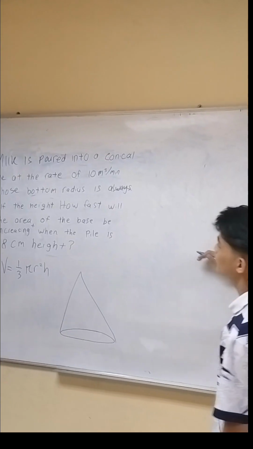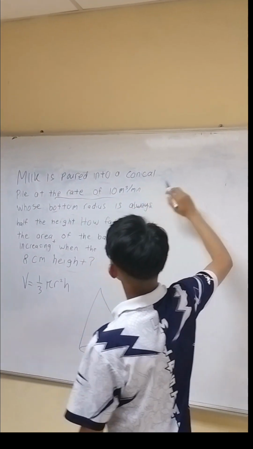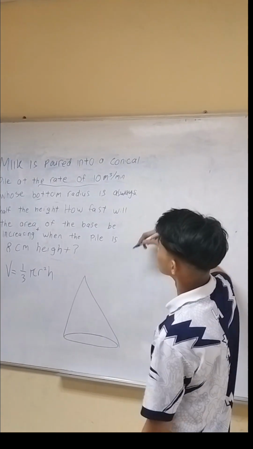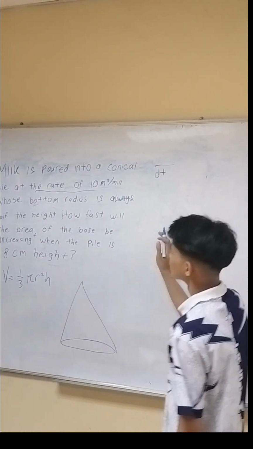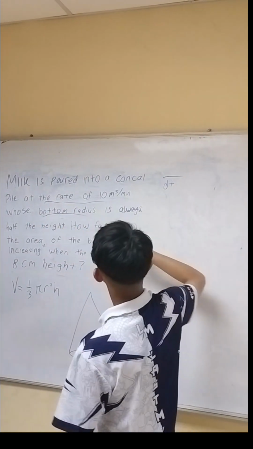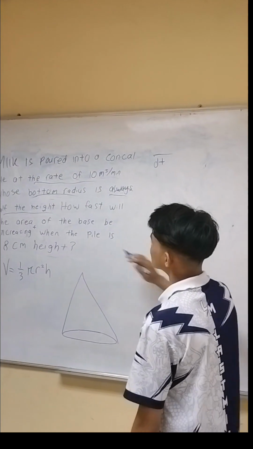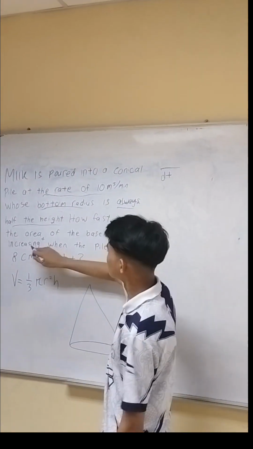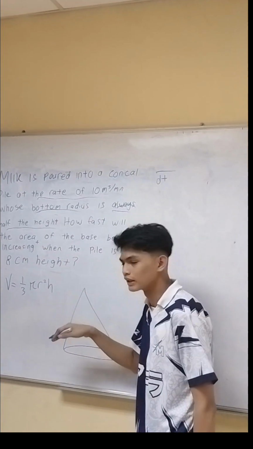First, we find the information from the question. We have the rate of 10 meter cube per minute. As we know, the rate is equal to the capacity. The second point is the radius is always half the height. And the next point is increasing when the pipe is 8 high. When they say increasing, it must be positive. If they say decreasing, it must be negative.